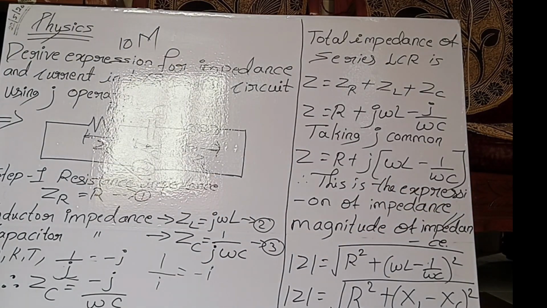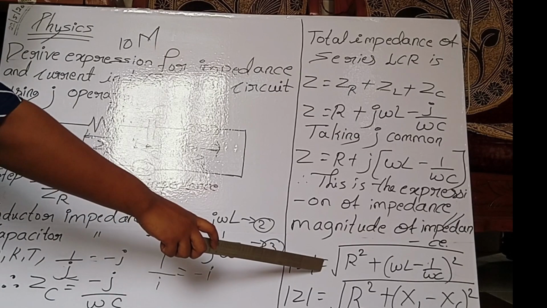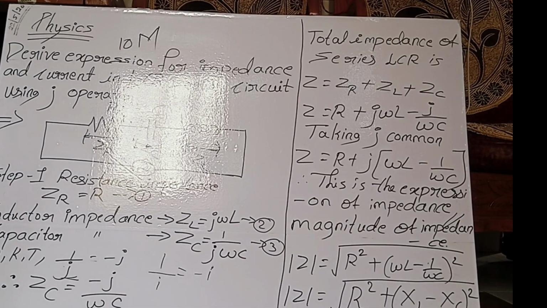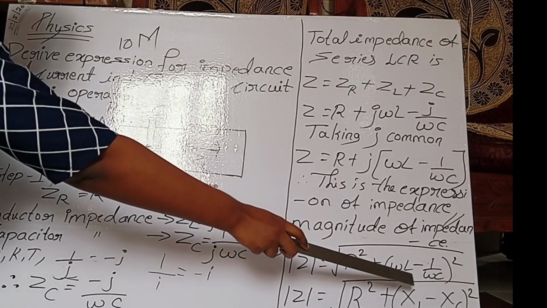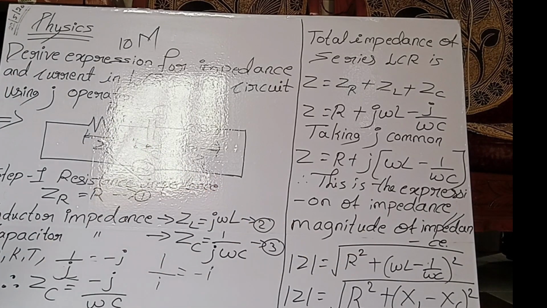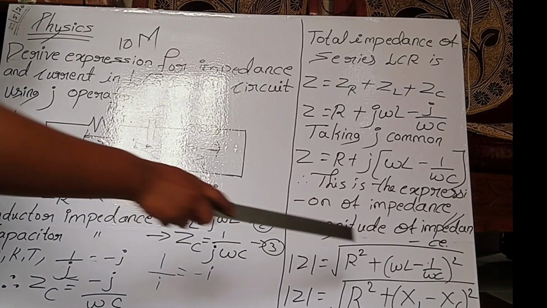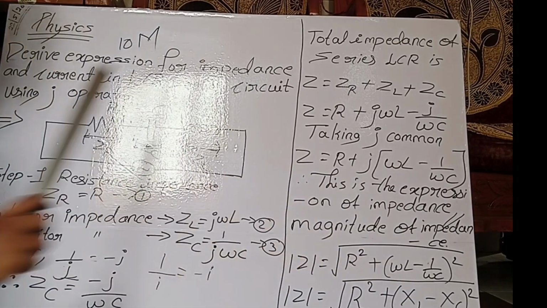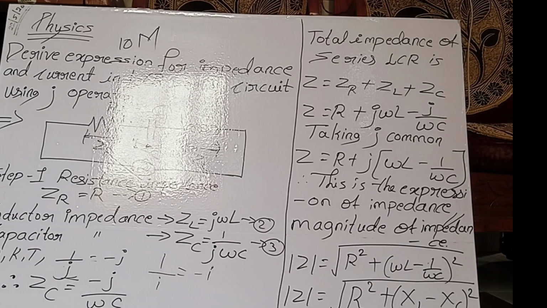That is enough. If you want to derive the expression for the magnitude of the impedance, that will be modulus of Z equal to square root of R square plus omega L minus 1 divided by omega C whole square. Omega L, in terms of reactance, you can write as XL, and the reactance of a capacitor will be XC. I hope the expression for impedance was clear.